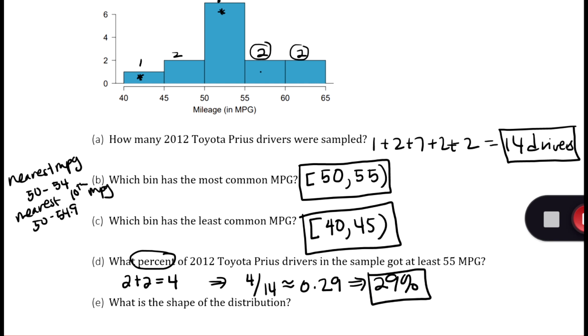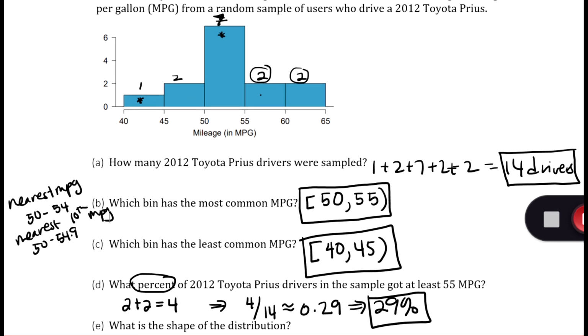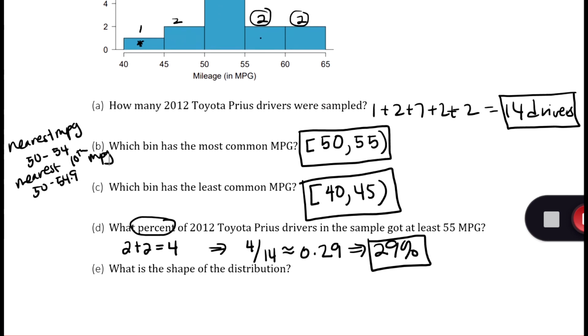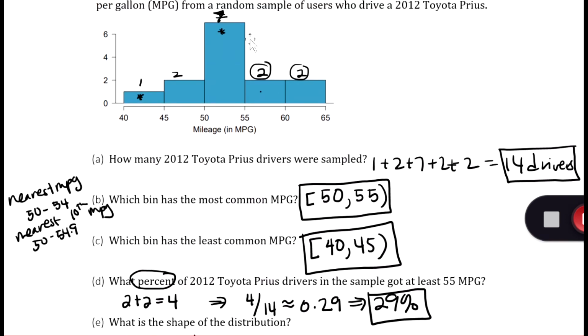What is the shape of the distribution? When you look at the shape, it has a peak in the middle, and then it has small tails on both the left and the right side. And so this would be a symmetric distribution. You could have called it bell-shaped, but typically bell-shaped distributions have a little more gradation from the peak.